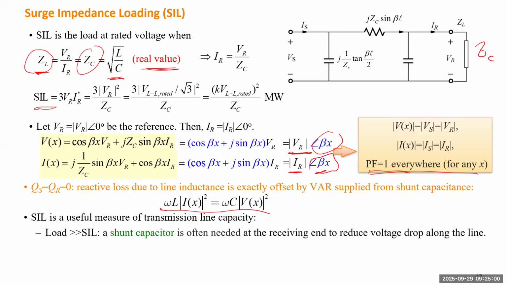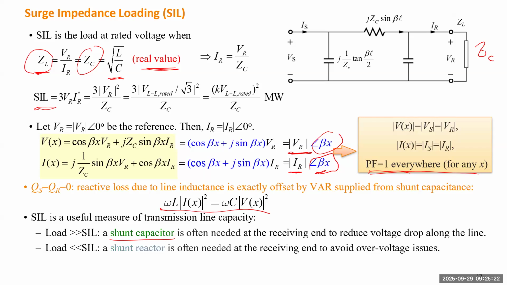If the load is much higher than the surge impedance load, then you need to have a shunt capacitor, because in this case the voltage on the receiving end will be lower than the sending end. If this load is much higher than the surge impedance load, you need to add some shunt capacitor to support the voltage at the receiving end.